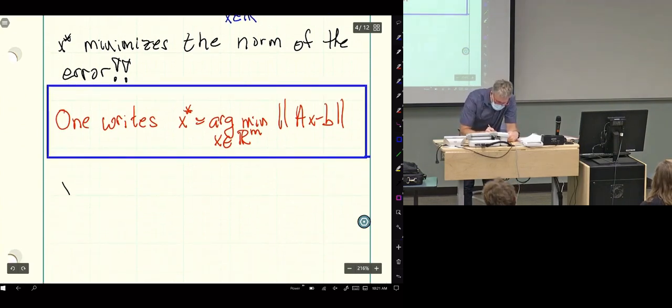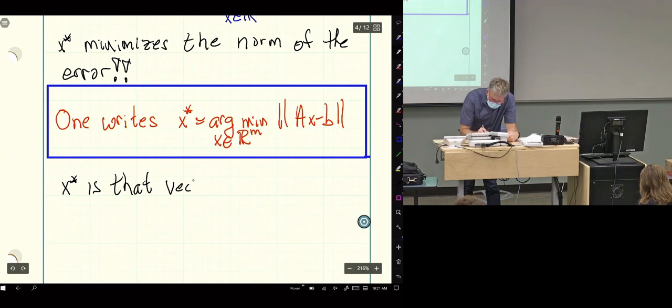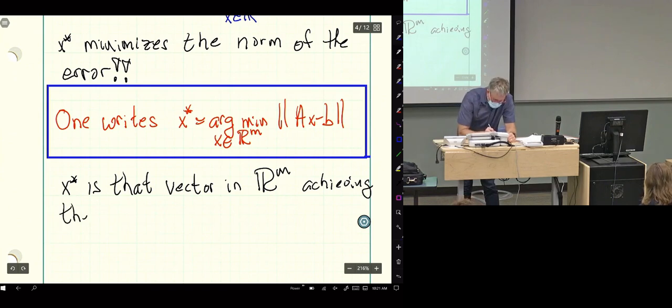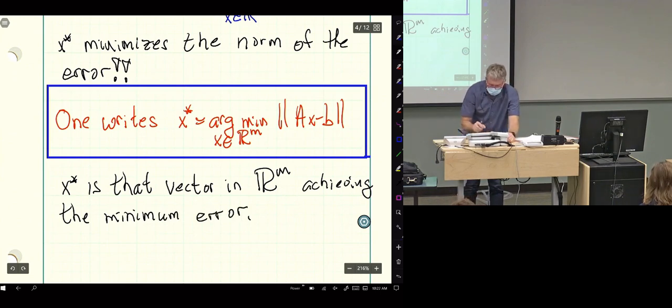So x star is that vector in Rm achieving the minimum error, okay?